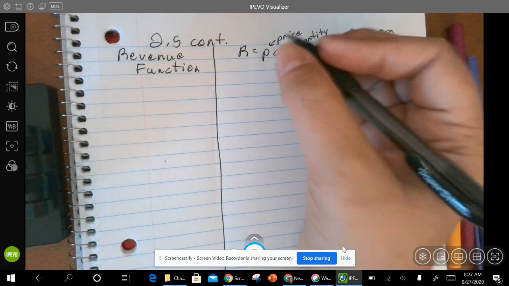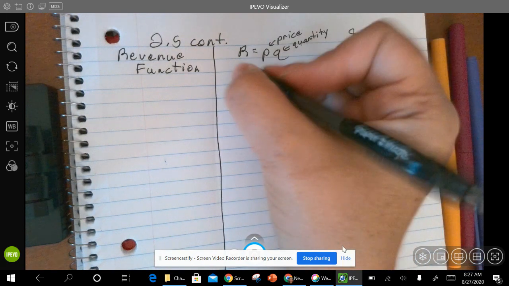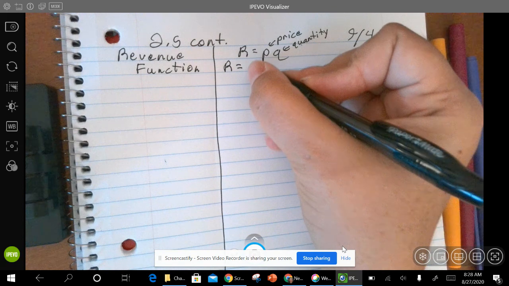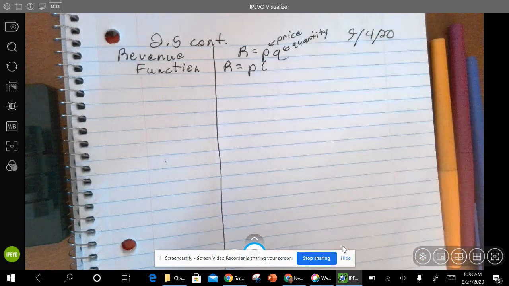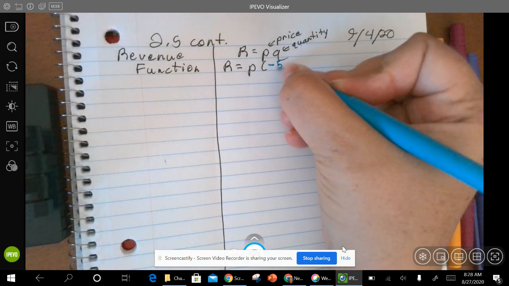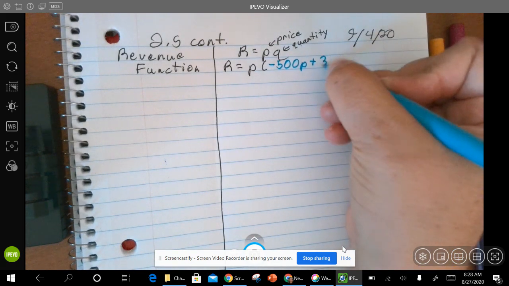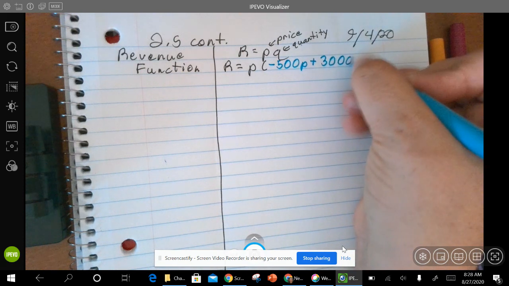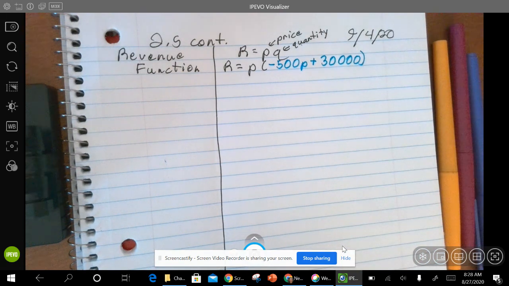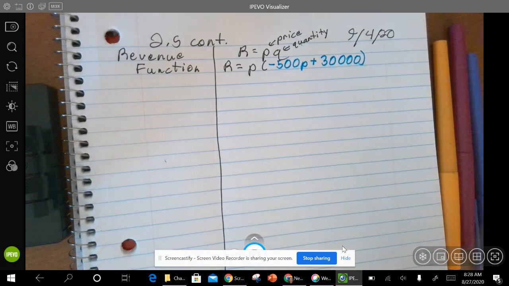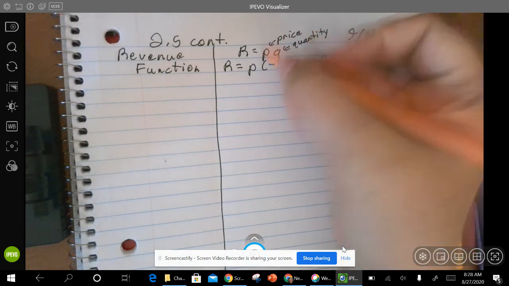So our revenue, we're using our demand function that we used before. Our price is equal to our demand function: negative 500 times the price plus 30,000. And that was for Picasso paints. So now we're going to have to do the distributive property again.